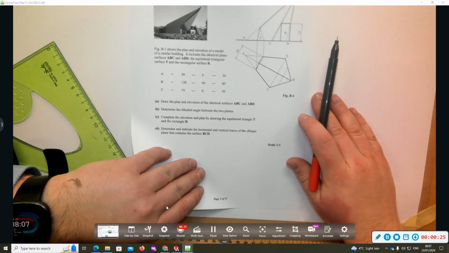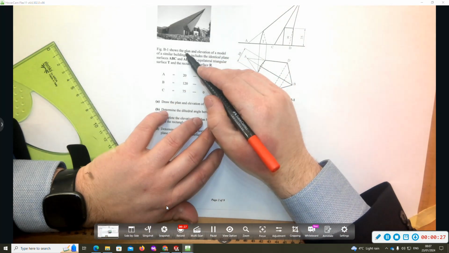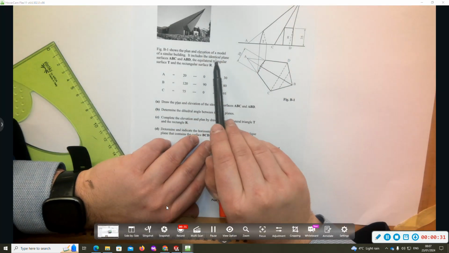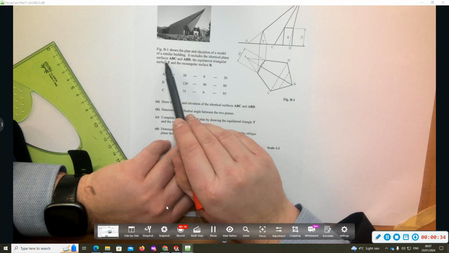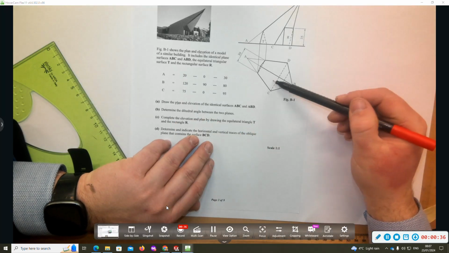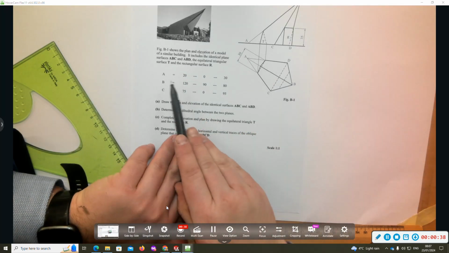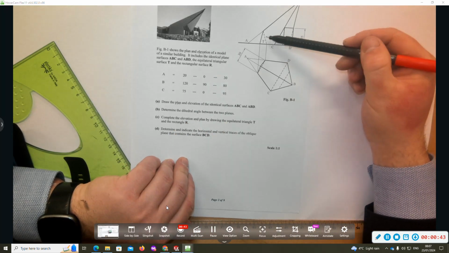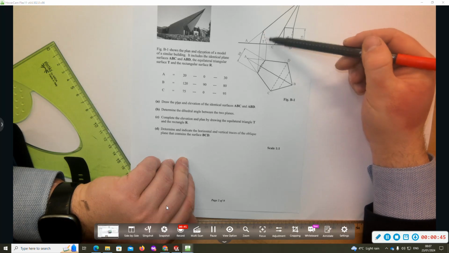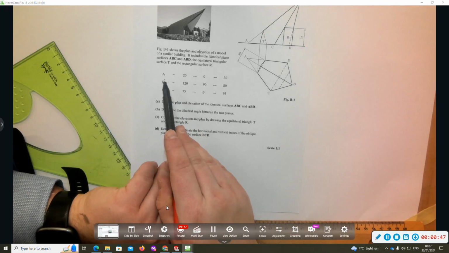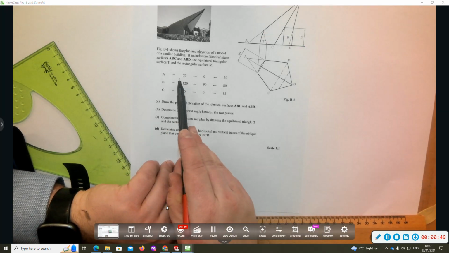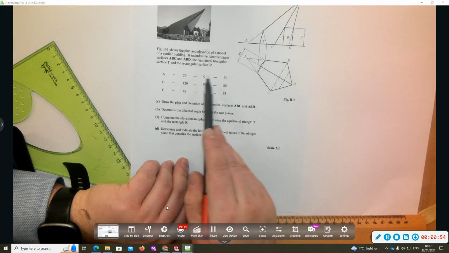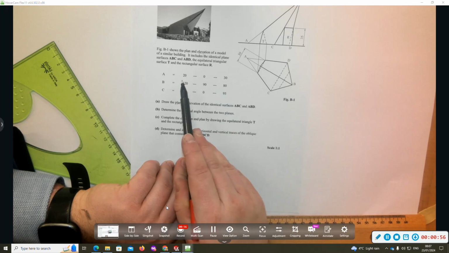Figure B1 shows the plan and elevation, always a hint, okay, which is given first. It includes identical plane surfaces A, B and C. So these two are identical. Here it's also got a rectangular surface R, okay, and an equilateral triangular surface T. Okay, here are the coordinates for A, B and C. So across, up, down, across your page, up from your XY line, down from your XY line.